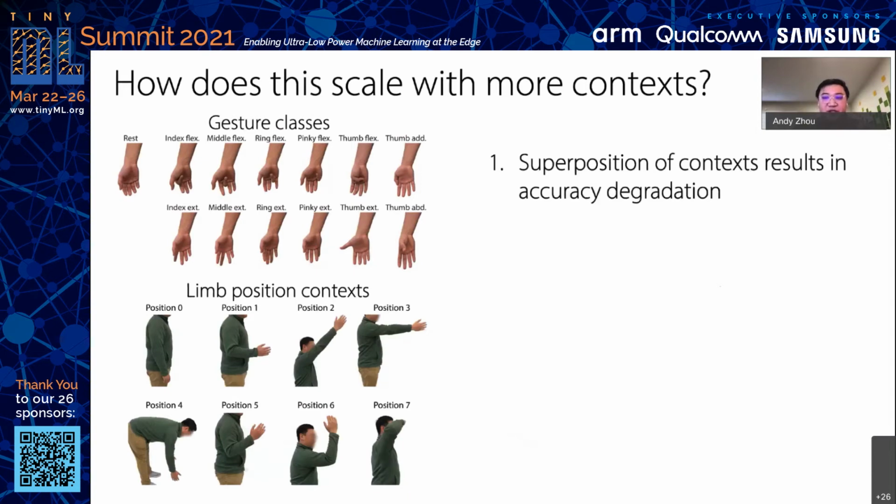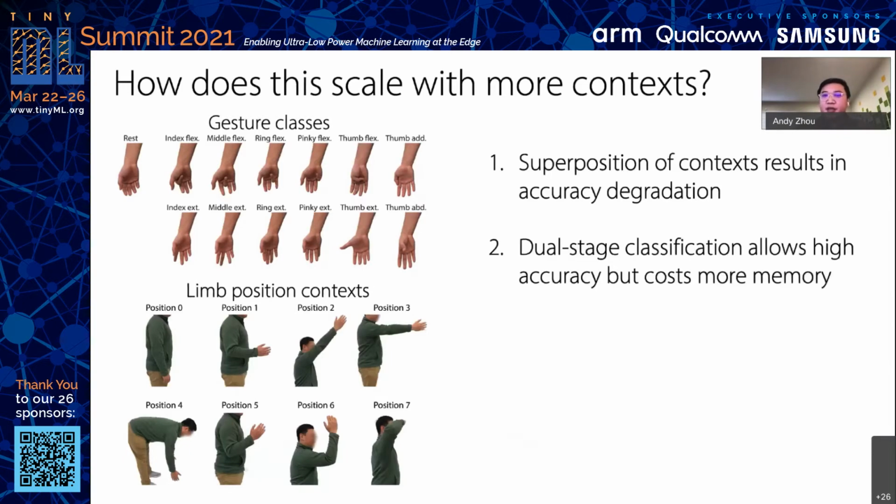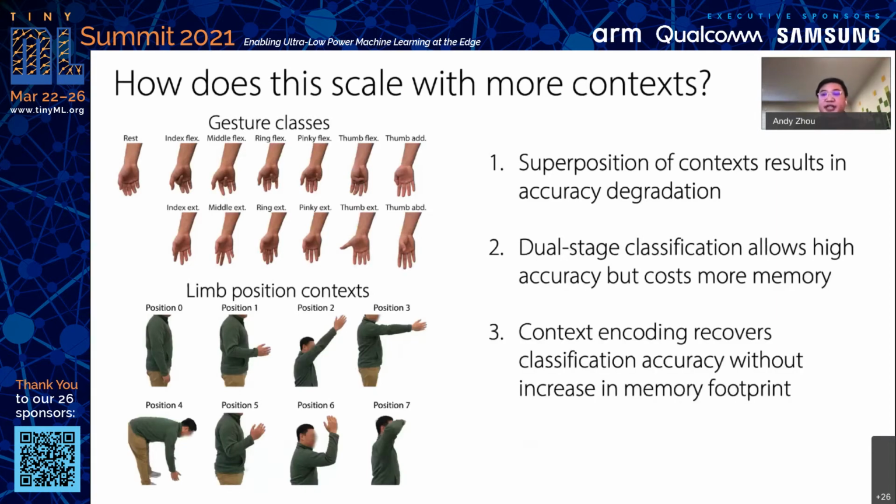First, direct superposition of examples from all the contexts enables some generalization, but that performance degrades with an increasing number of contexts. Second, if we know which context we're in, and if we can store context-specific parameters separately, then we can perform dual-stage classification with a high degree of accuracy, but at the cost of maintaining a much larger memory for parameter storage. And finally, the main innovation that I'm presenting today is sort of a best of both worlds approach, where by encoding context information using sensor fusion with accelerometer signals, we can achieve high classification accuracy while still supporting superposition of model parameters for efficient use of memory.